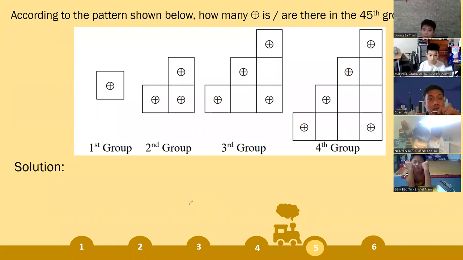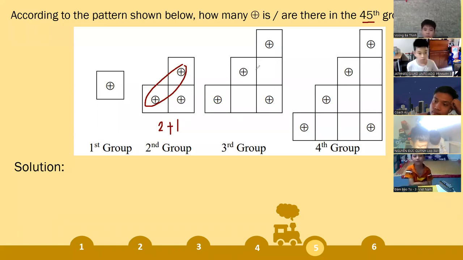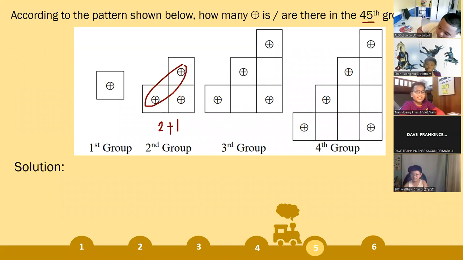Okay. Now, you are asked to find how many circles are there in the 45th group. Now, how to do that? As you can see, the pattern here is just the nth group plus one. So the second group, that's 2 plus 1. The 46th group... the third. Okay, wait for a while, guys.